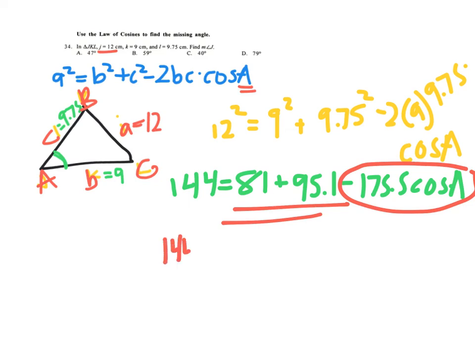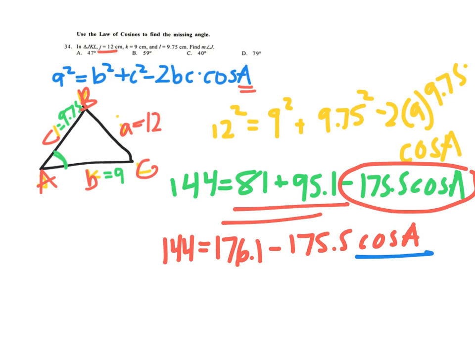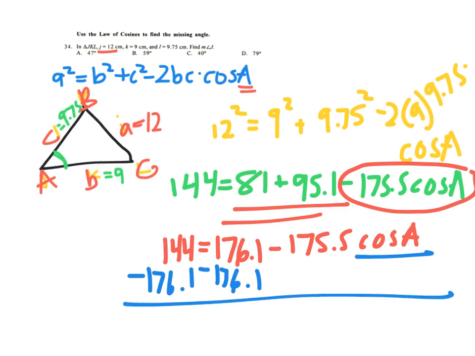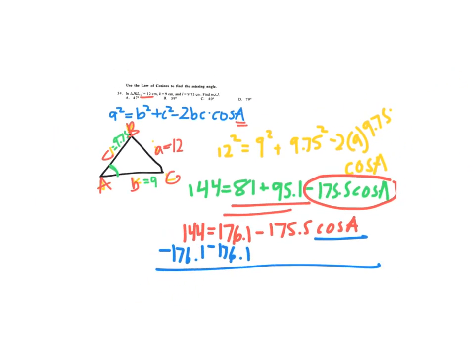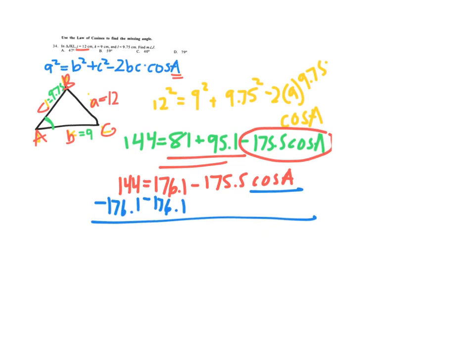So I have 144 equals 176.1 minus 175.5 cosine of big A. And I want to get cosine of A by itself. That is my goal. We want to get this guy alone. So we're going to start by subtracting 176.1 from both sides. And I'm going to zoom again. When I do that, we do 144 minus 176.1. We get a negative number, negative 32.1. And it equals negative 175.5 cosine of big A.